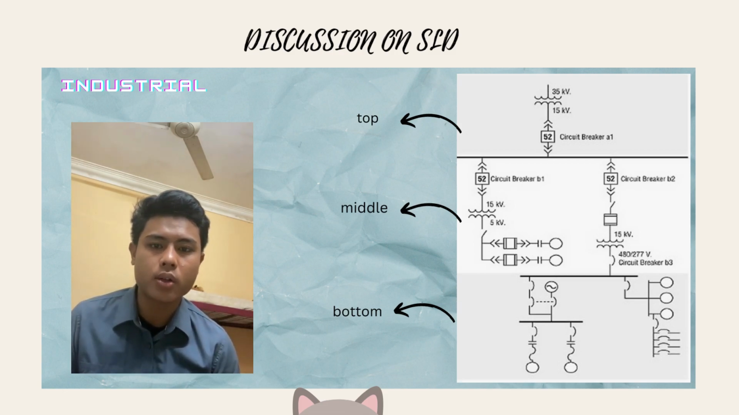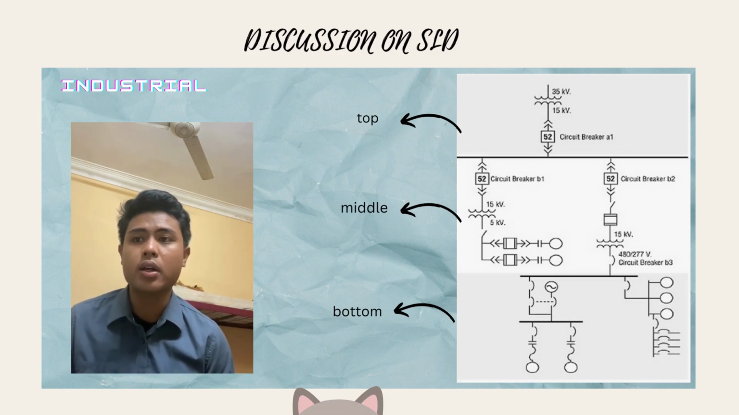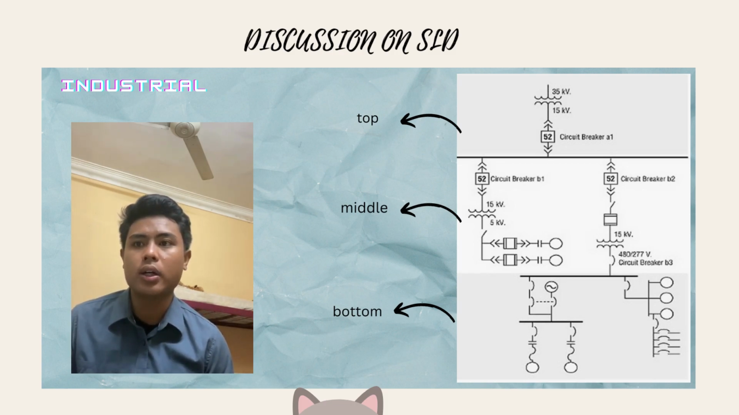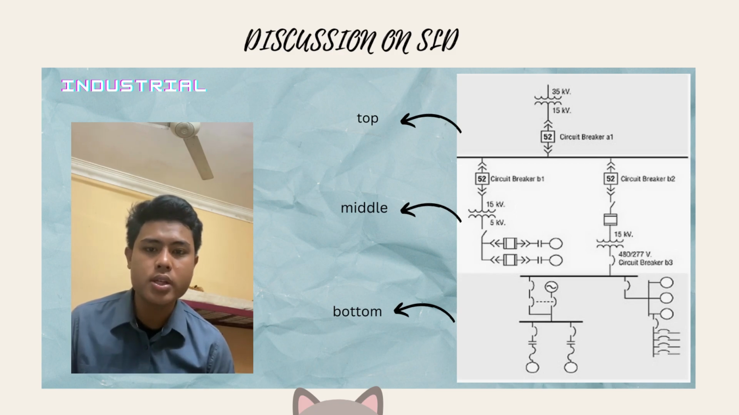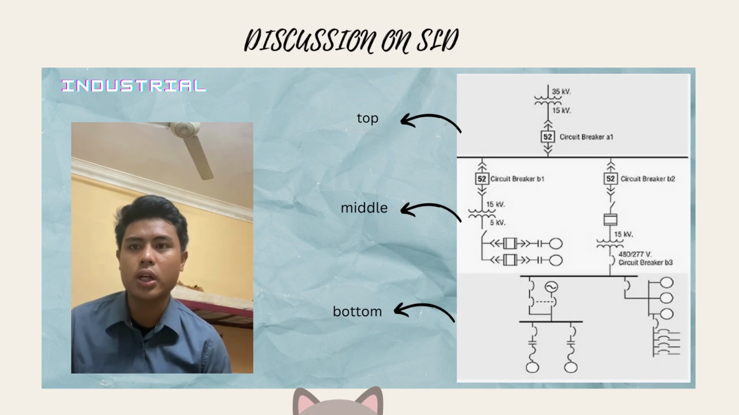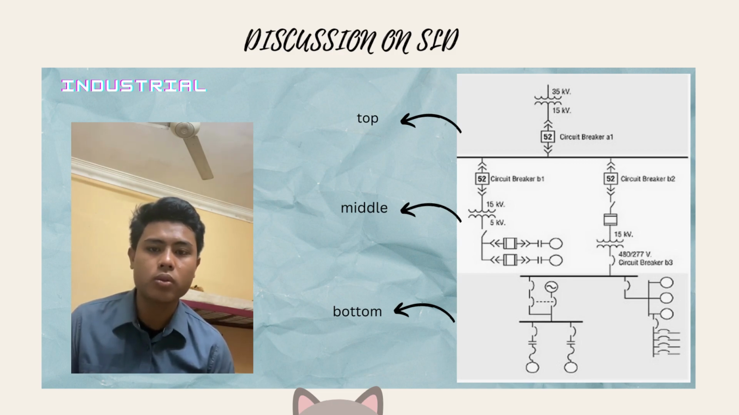Today I will present about the single line diagram in industrial. We begin at the top of the single line diagram where the highest voltage is located. We work our way down to the lowest voltage while interpreting it. Transformers are placed to reduce the voltage from 35 kV to 15 kV. And then the circuit breaker is encountered after the voltage has been stepped down. This is to make the load manageable.